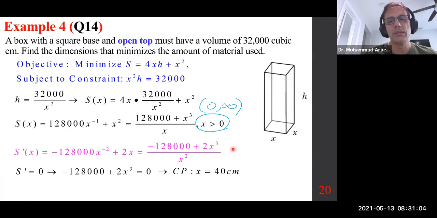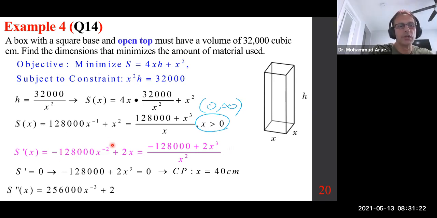Is this going to maximize or minimize? We have a choice of going with the first or the second derivative test. The second derivative test is easier. Here's S prime, and we get S double prime. Negative times negative makes it positive, and it means 256,000 divided by x cubed plus 2.